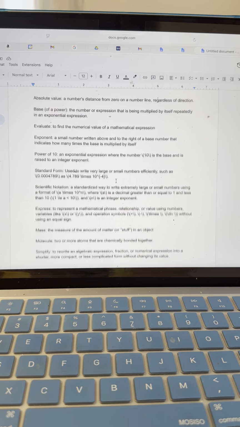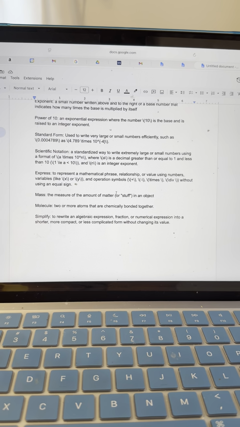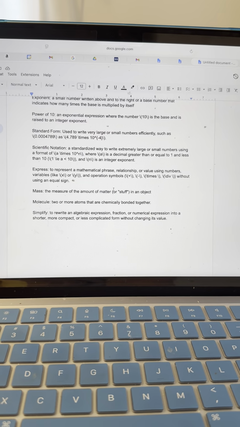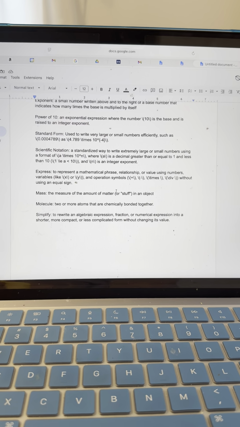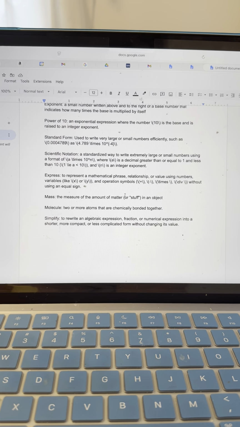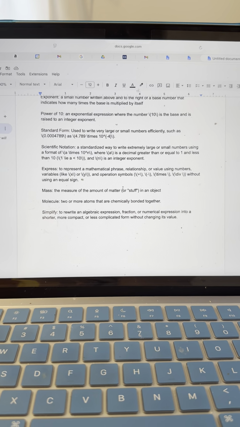Power of 10, an exponential expression where the number 10 is the base and is raised to an integer exponent. So 10 squared, 10 to the 3rd, 10 to the 6th. That's going to be your power of 10, and you're always going to have a 1 and several zeros.